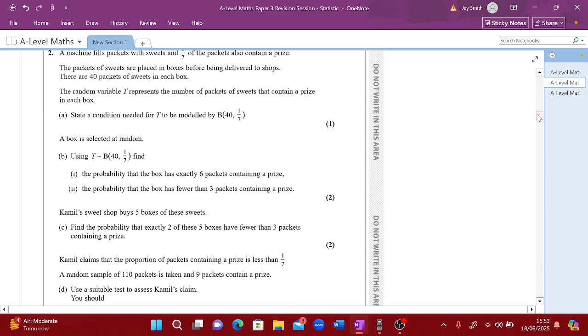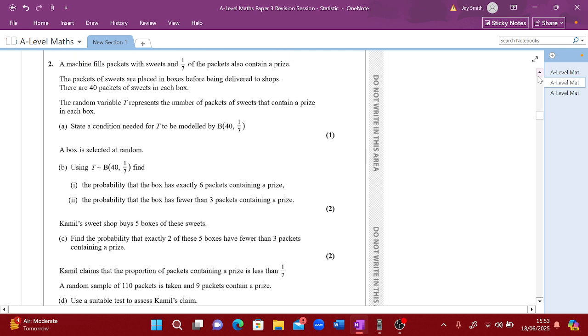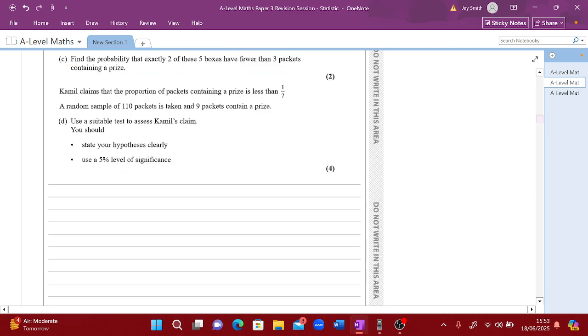Question 2. A machine fills packets with sweets and a seventh of the packets also contain a prize. The packets of sweets are placed in boxes for being delivered. There are 40 packets of sweets in each box. The random variable T is the number of packets of sweets that contain a prize in each box. State a condition needed for T to be modelled by the binomial distribution of 40 and a seventh.